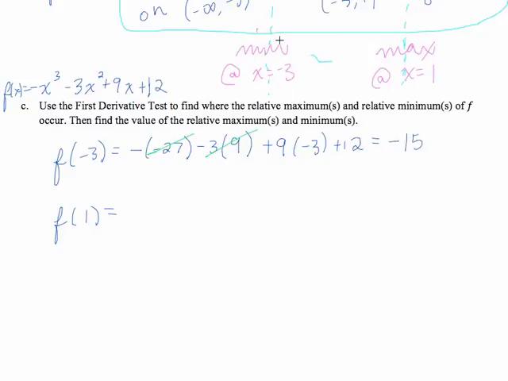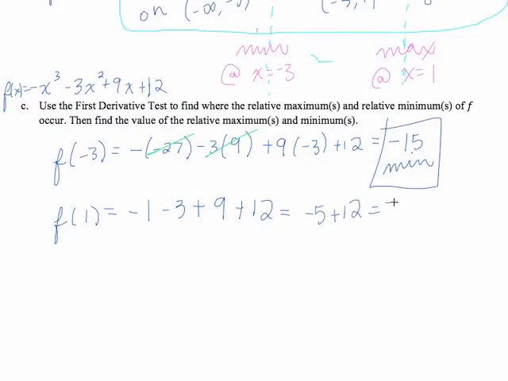And we said that was a minimum. It's a relative minimum, actually. And then f of 1, let's see, negative of 1 cubed is -1. 1 squared is 1, so -3 times 1. Then plus 9 times 1 plus 12. See, this comes to -4. Plus 9 is -5. Plus 12 is 7. And that must be our max.